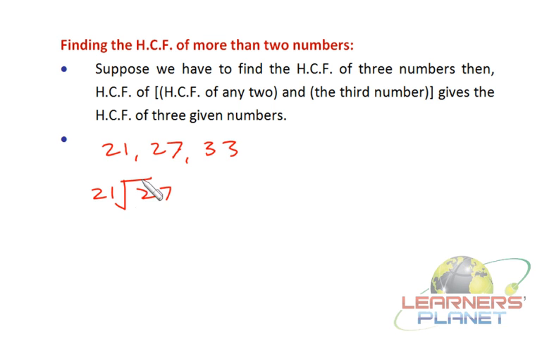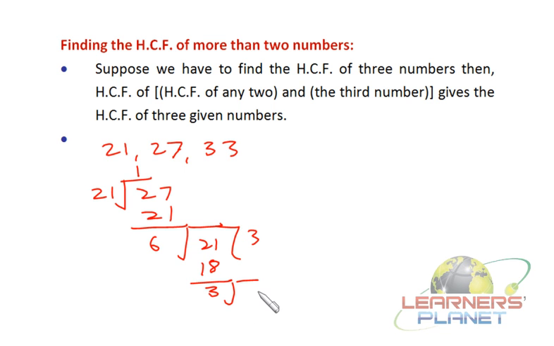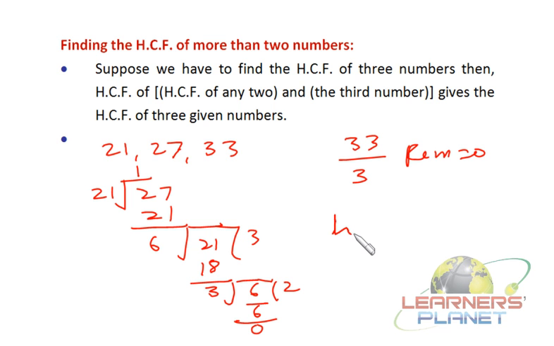27 divided by 21 gives 1, remainder 6. Then 21 divided by 6, 6 threes are 18, I'm getting 3. Then 6 divided by 3, 3 twos are 6, I'm getting 0. That means 3 is the HCF of 21 and 27. Now let's check whether 3 is a factor of 33 or not. 33 divided by 3 gives remainder 0. That means 3 is a factor of 33. Hence 3 is the highest common factor among 21, 27 and 33. So the HCF is 3.